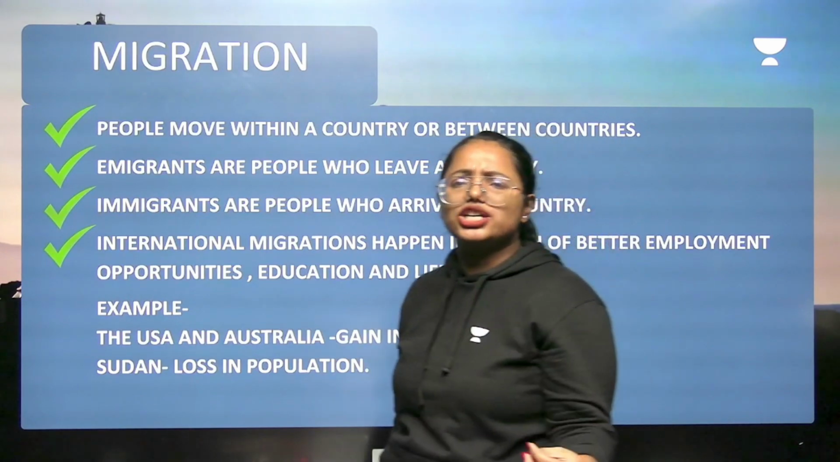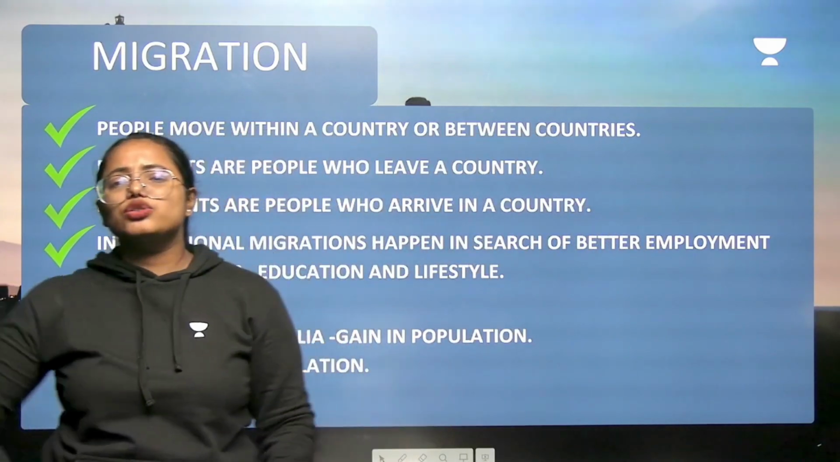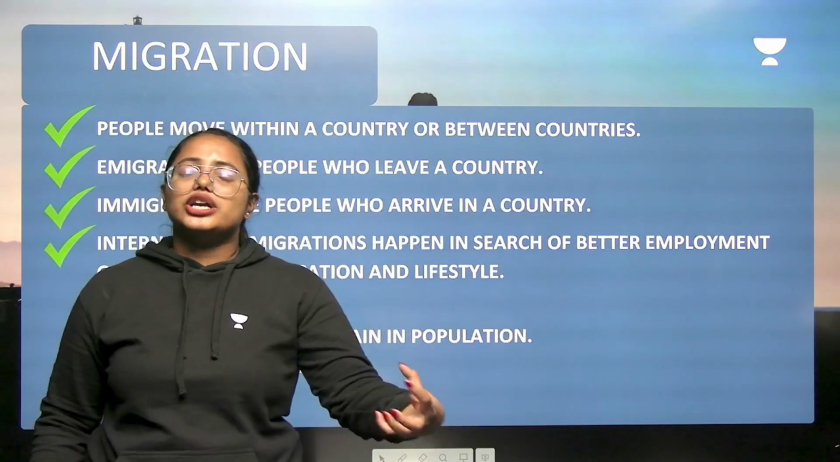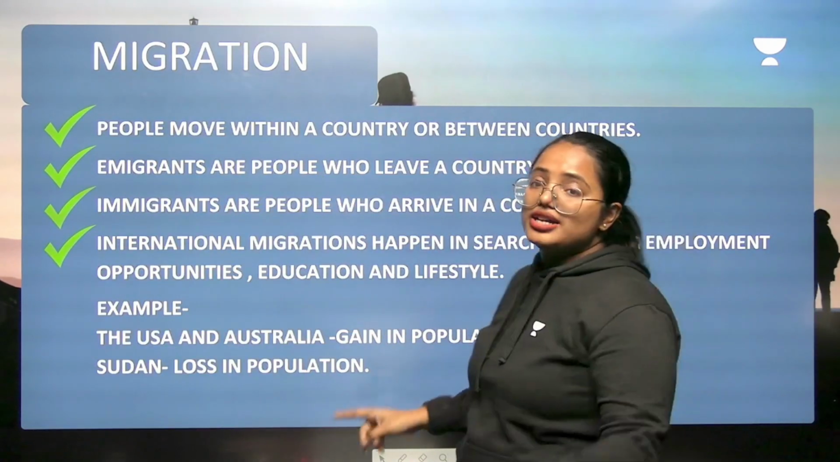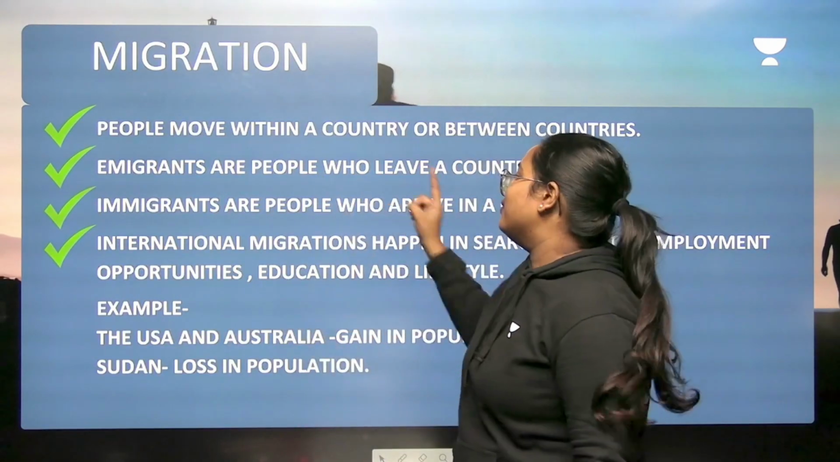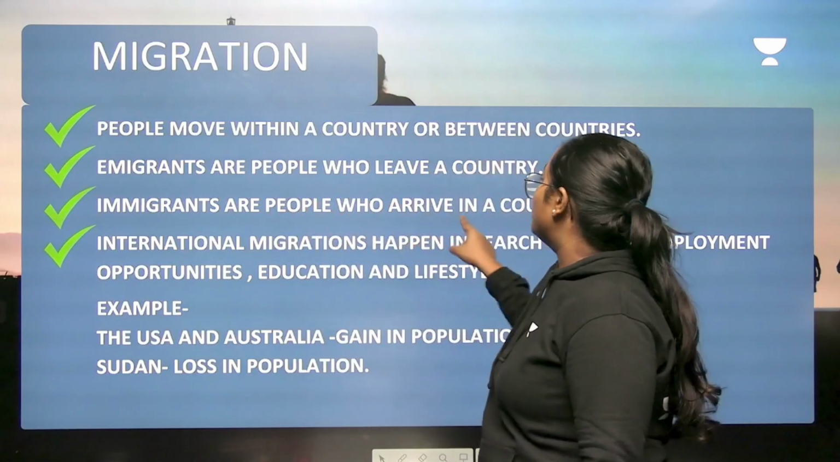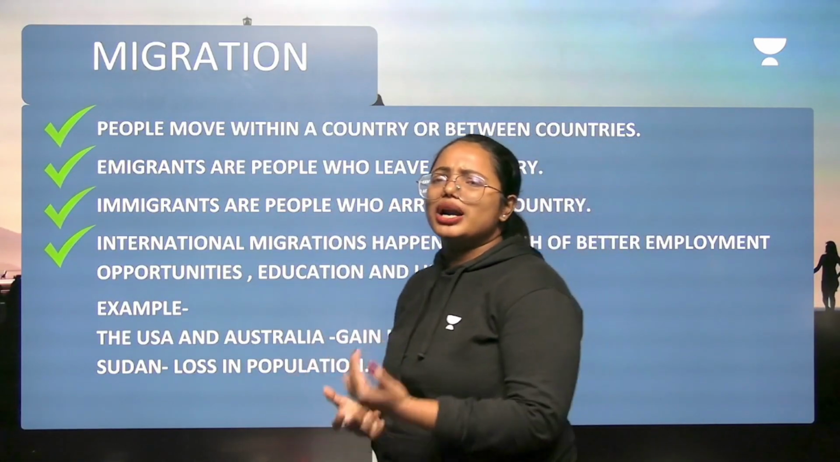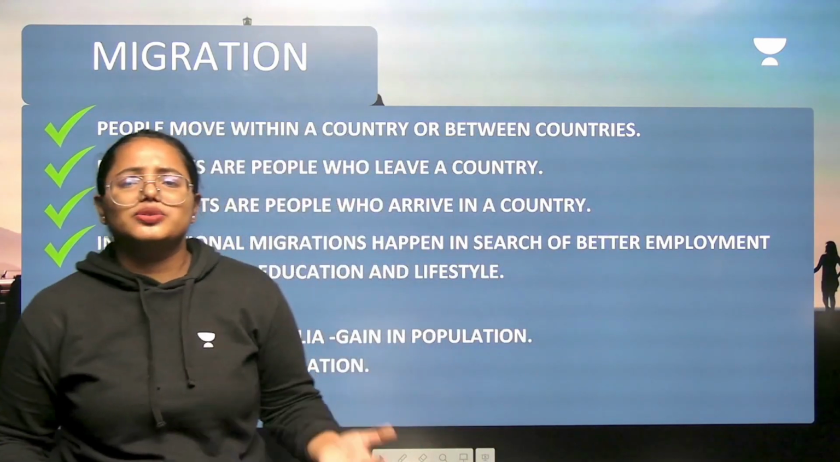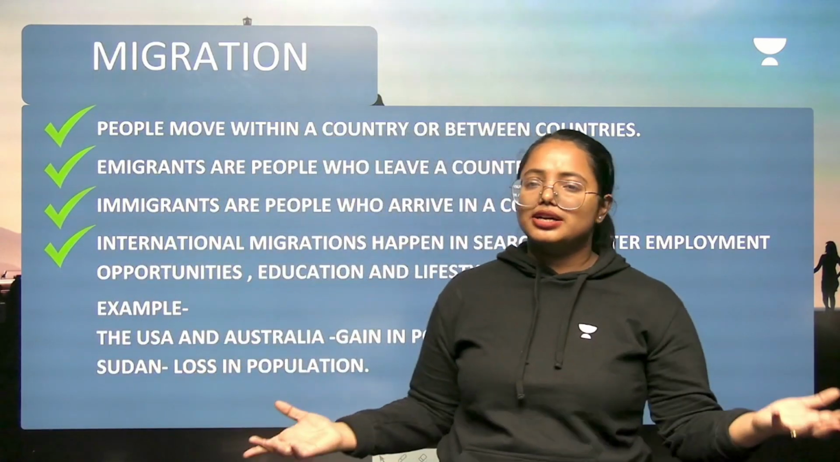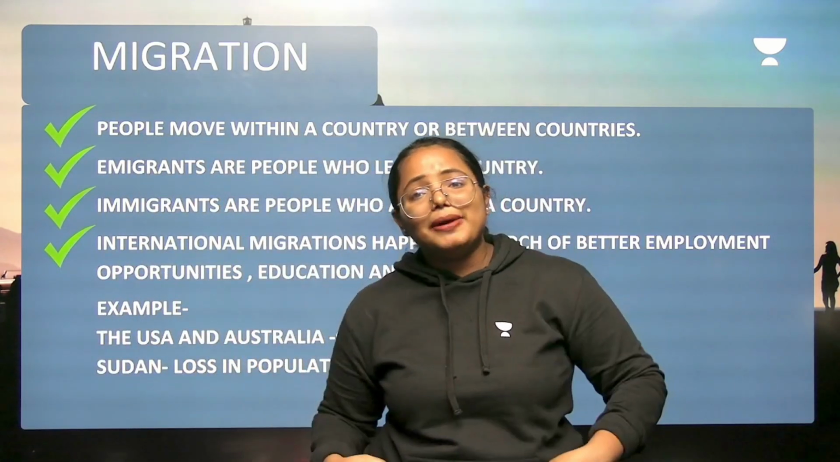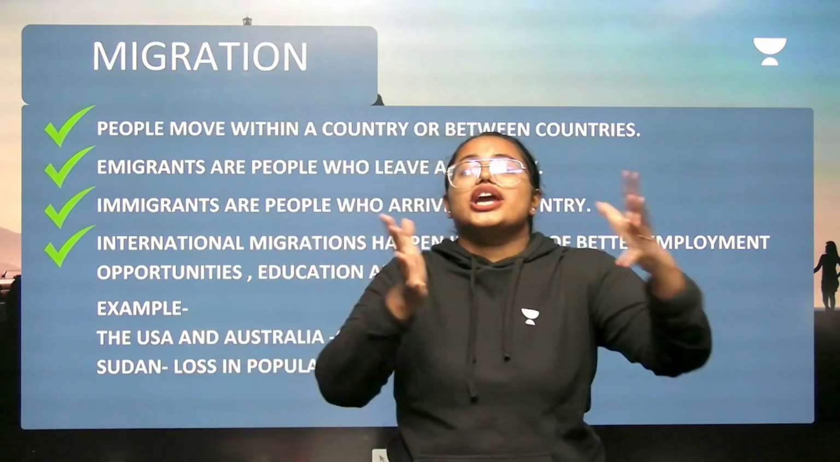What is migration? People can move out of a country or within a country for various reasons. Emigrants are people who leave a country. Immigrants are the people who arrive in a country. You might have heard about a lot of people who are moving to Canada, New Zealand, Australia for a better education, for lifestyle, for all these purposes, right? Because migration can be a reason in which a population change can occur.